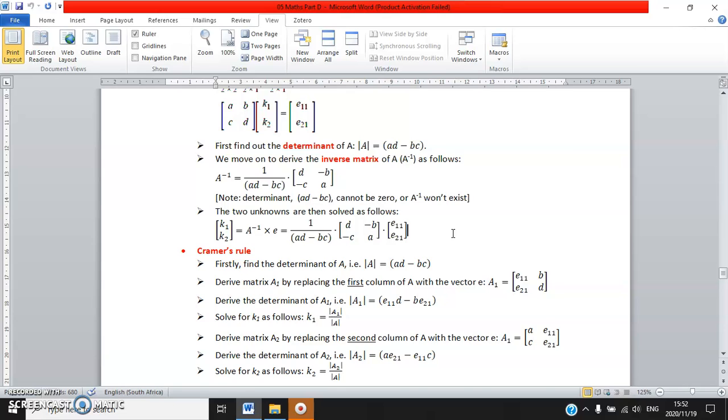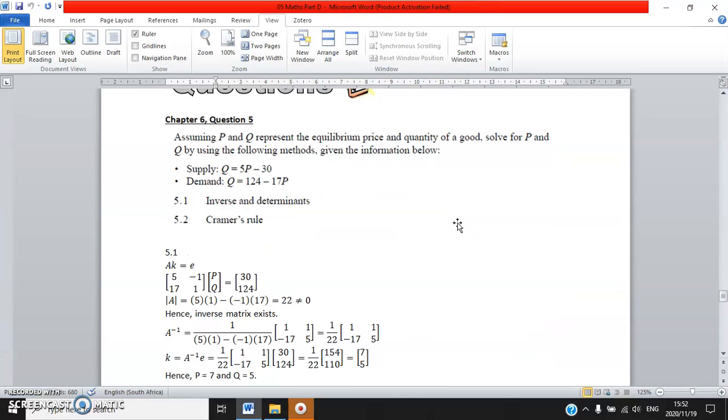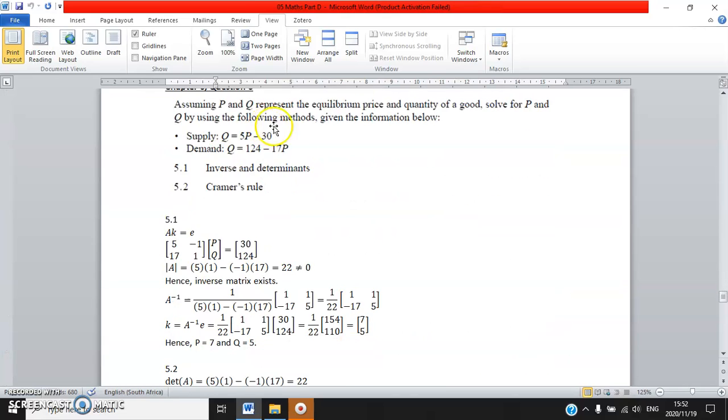In order to fully understand the method, let's do a question. Chapter 6, question 5. We have two equations, supply and demand. So let's first sort out the two equations as follows. You just have to rearrange the terms. It means 5p minus q gives you 30. Look at that, 5p minus 1q gives you 30. And then for the other one, you have to move the 17p to the left-hand side, so 17p plus 1q gives you 124.